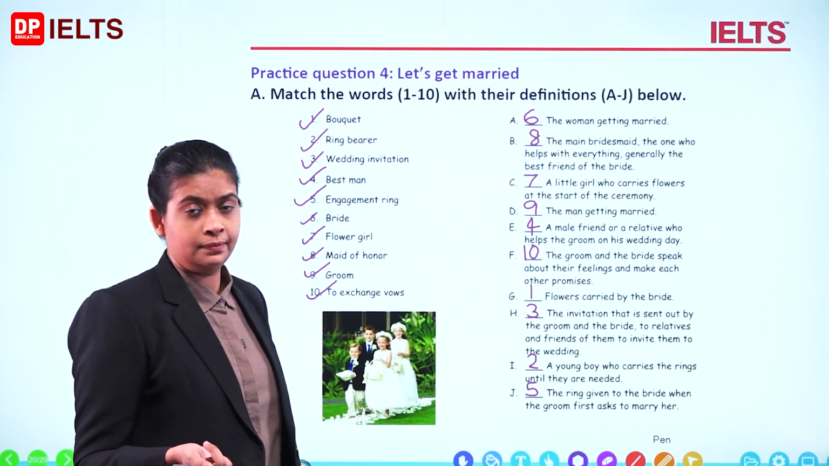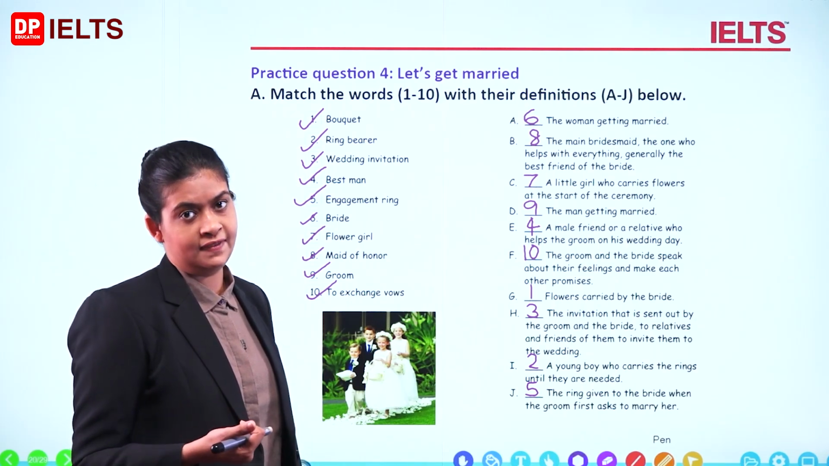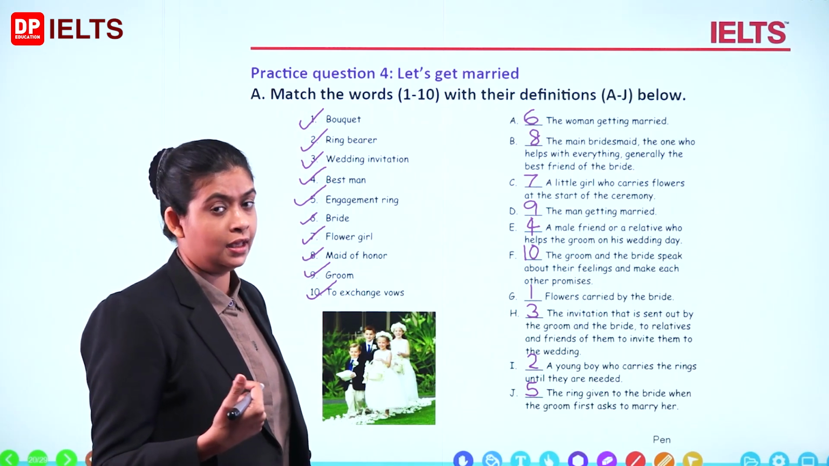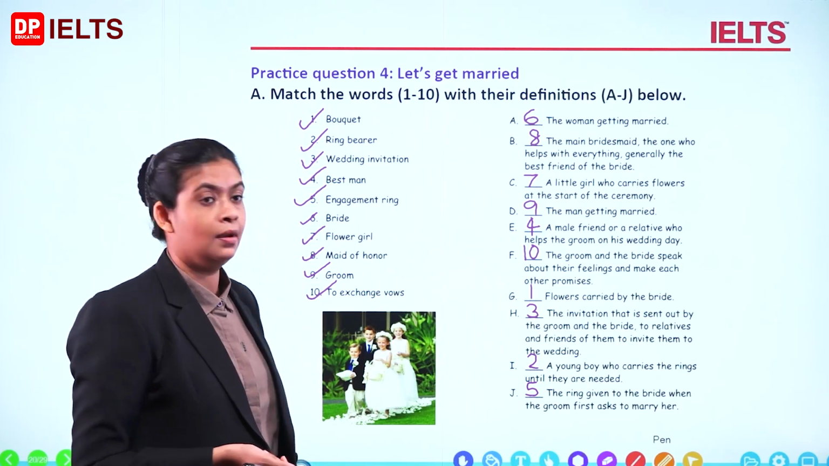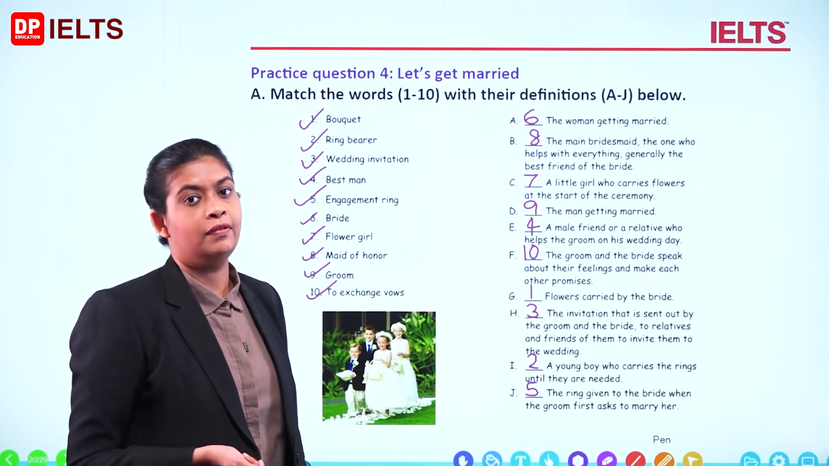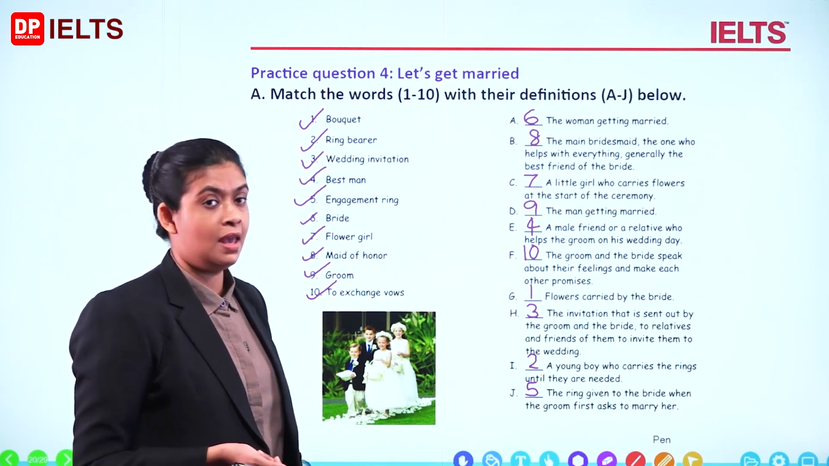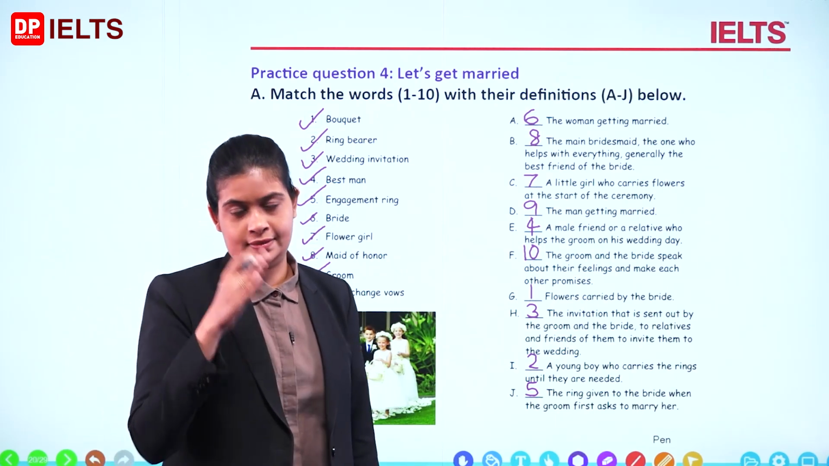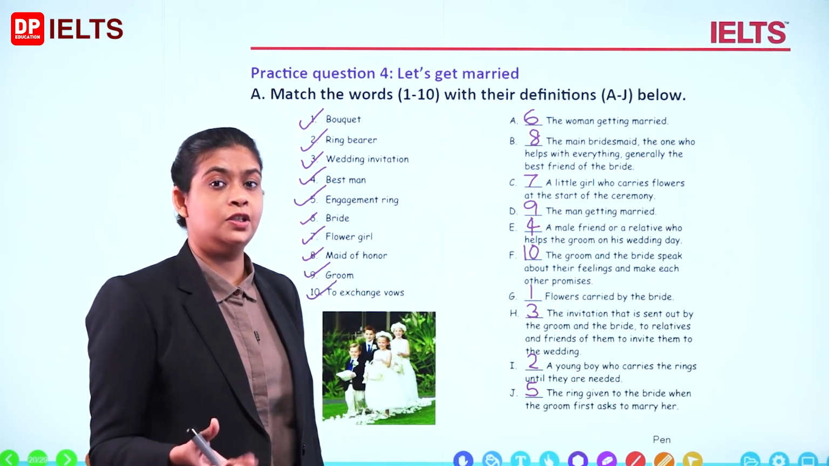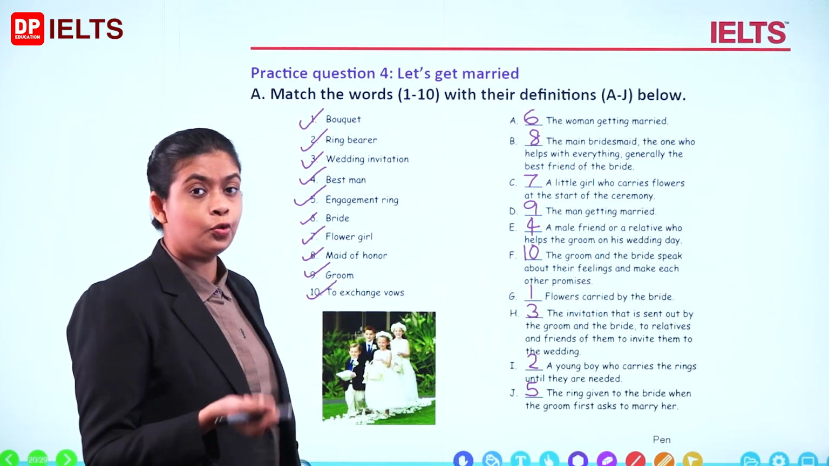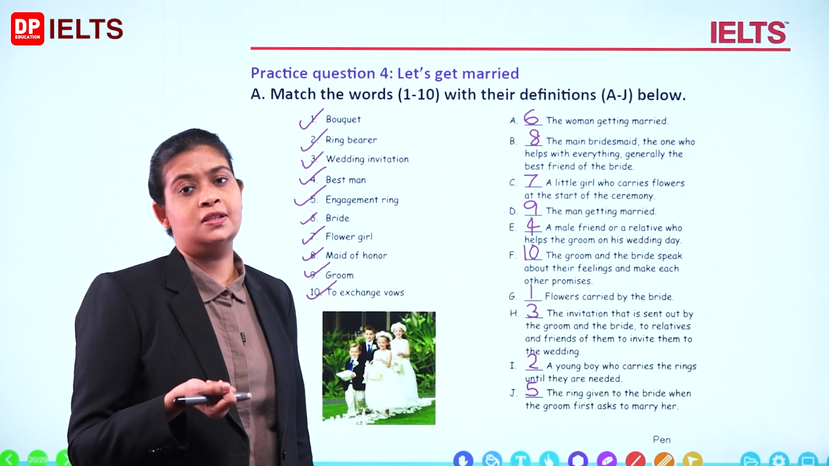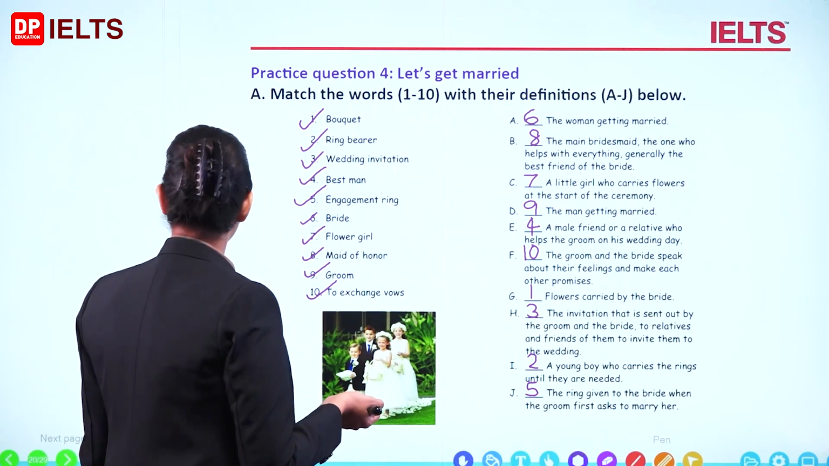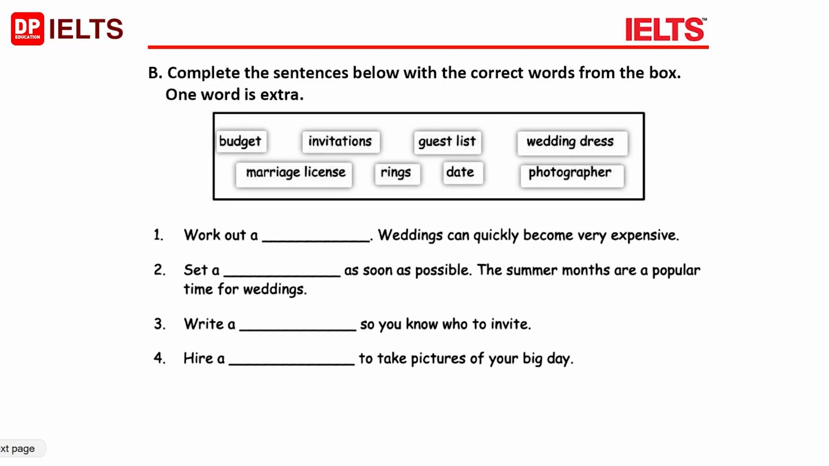First one, bouquet, ring bearer, wedding invitation, bestman, engagement ring, bride, flower girl, maid of honor. Honor kiyanne ho ekak nae, it's silent. Honor. Maid of honor, groom, to exchange vows. Okay? Right. So with that, we move on into the next one.